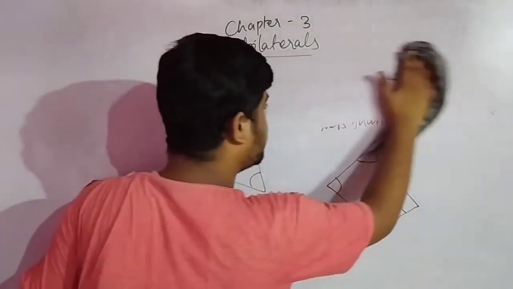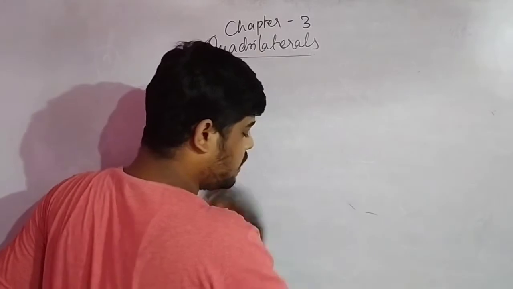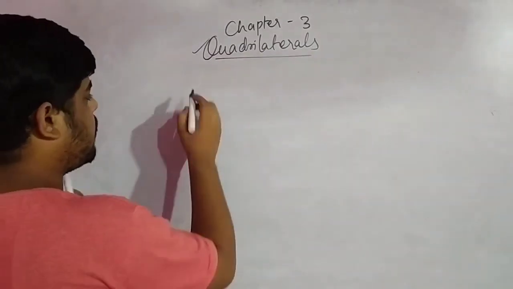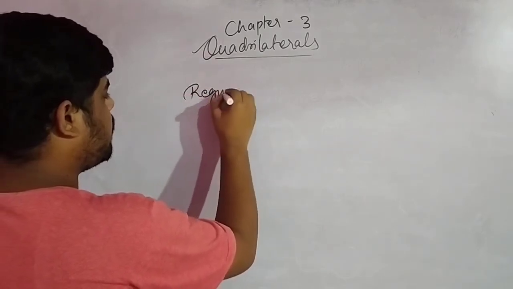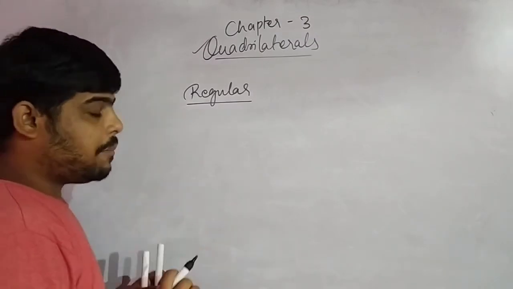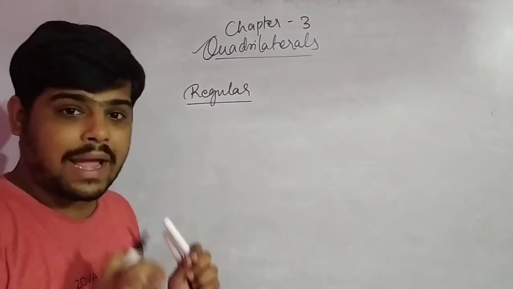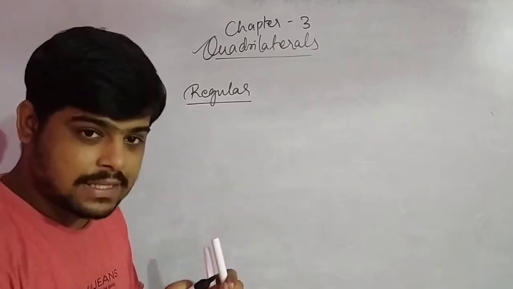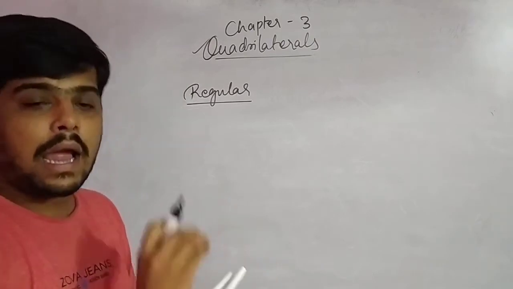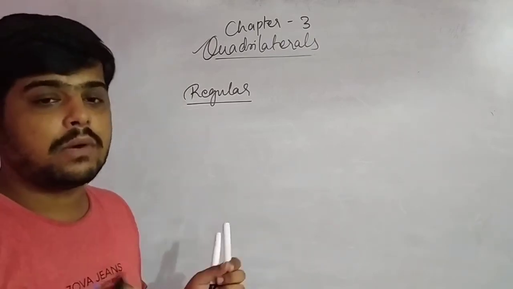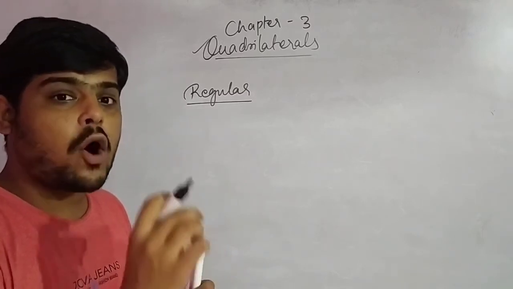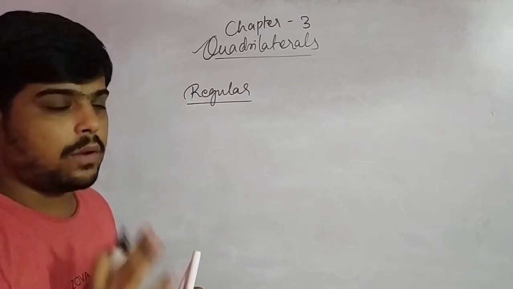So the convex polygon is a polygon whose all the angles are less than 180. Now coming on the regular polygon. Now what is a regular polygon? A polygon whose all the angles and all the sides are equal. The length of the sides and the measure of the angles are equal.